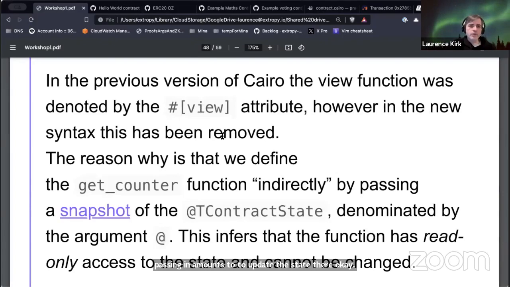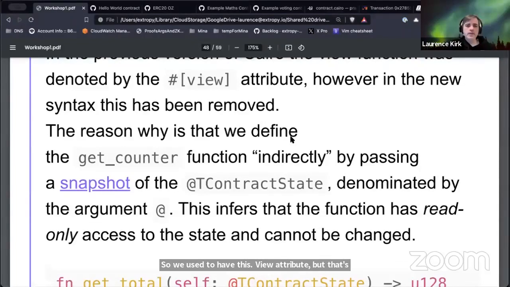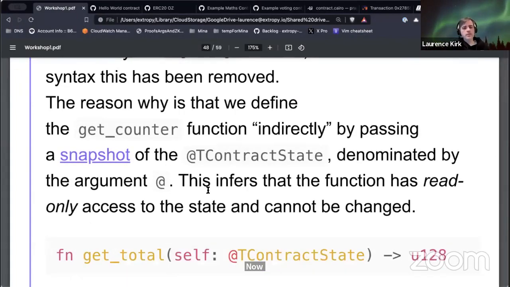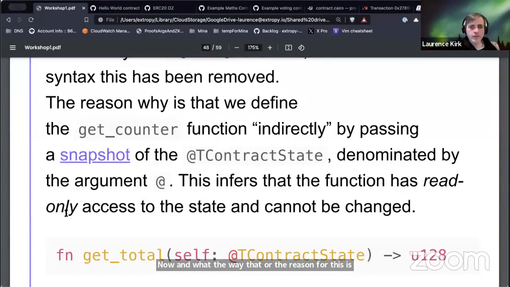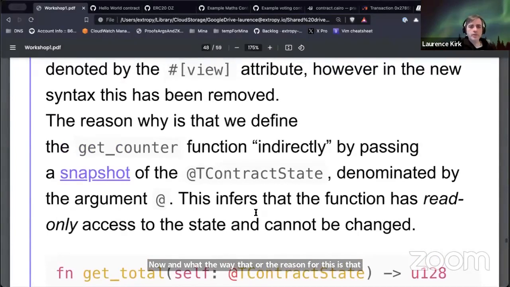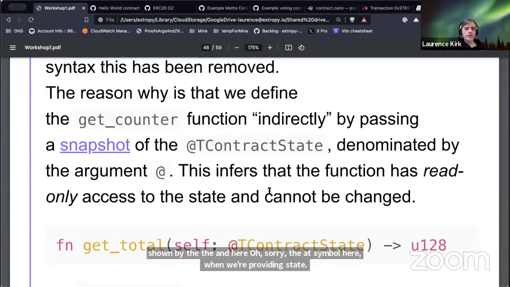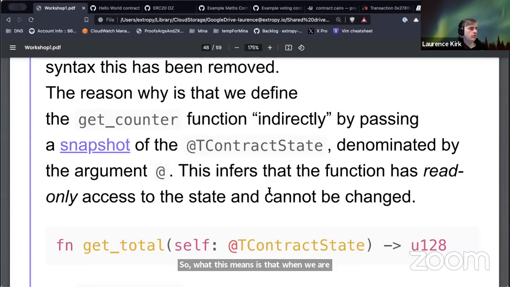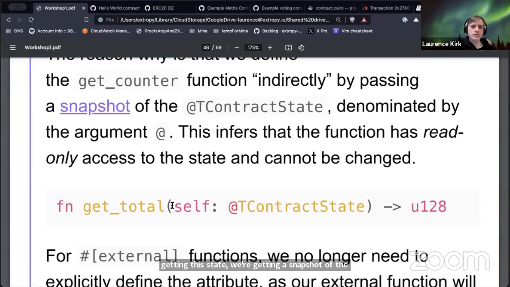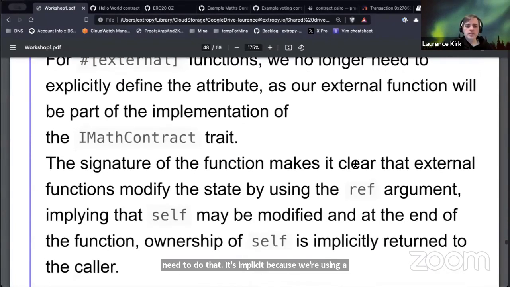So we used to have this view attribute, but that's been removed now. The reason for this is that we have this concept now of a snapshot, which is shown by the at symbol here, when we're providing state. What this means is that when we're getting this state, we're getting a snapshot of the current state. So this get total here, you would previously have seen as a view function because it is just bringing back a particular value, a particular number here. But we don't need to do that. It's implicit because we're using a snapshot for the contract state.